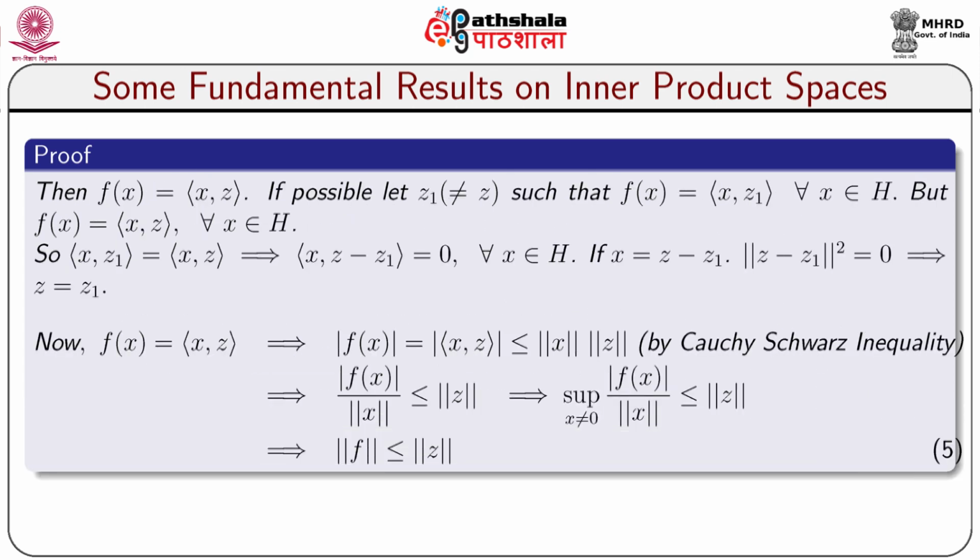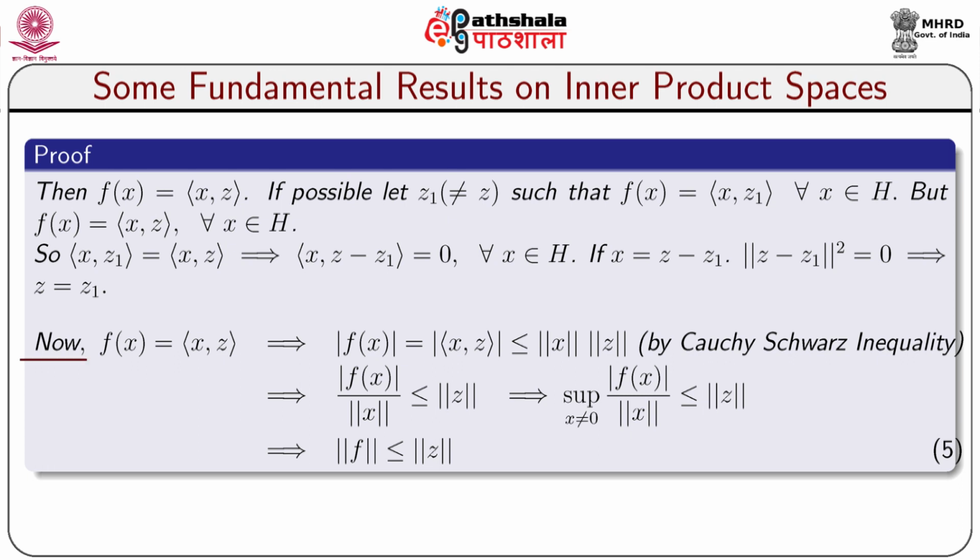Thus, f(x) is equal to inner product x comma z. If possible, let z1 not equal to z be such that f(x) is equal to inner product x comma z1 for all x belongs to capital H, but f(x) is equal to inner product x comma z for all x belongs to H. Already we have obtained it. So, inner product x comma z1 is equal to inner product x comma z, which on simplification we get inner product x comma z minus z1 equal to 0 for all x belongs to capital H. If x is equal to z minus z1, then norm of z minus z1 square equals 0, which implies that z is equal to z1.